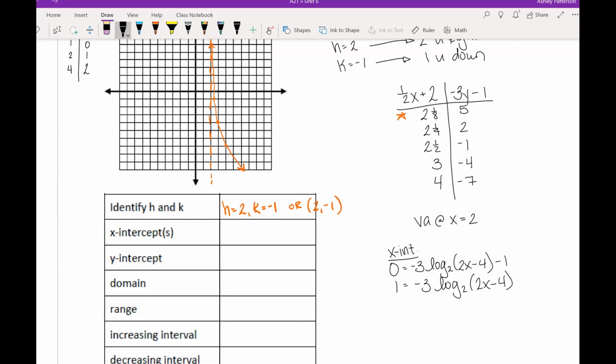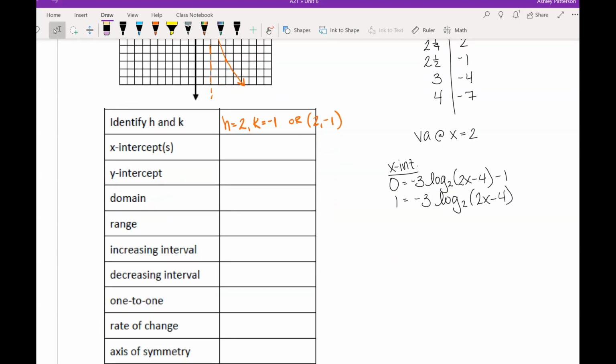Why am I adding 1? Because I'm trying to isolate the quantity that has the variable inside of it. I'm going to divide both sides by -3. So log base 2 of 2x minus 4 is equal to -1/3. Well, here we are again. We have a logarithm of our variable. We can, however, rewrite it into exponential form. The base is 2. The exponent is -1/3, and it equals 2x minus 4.